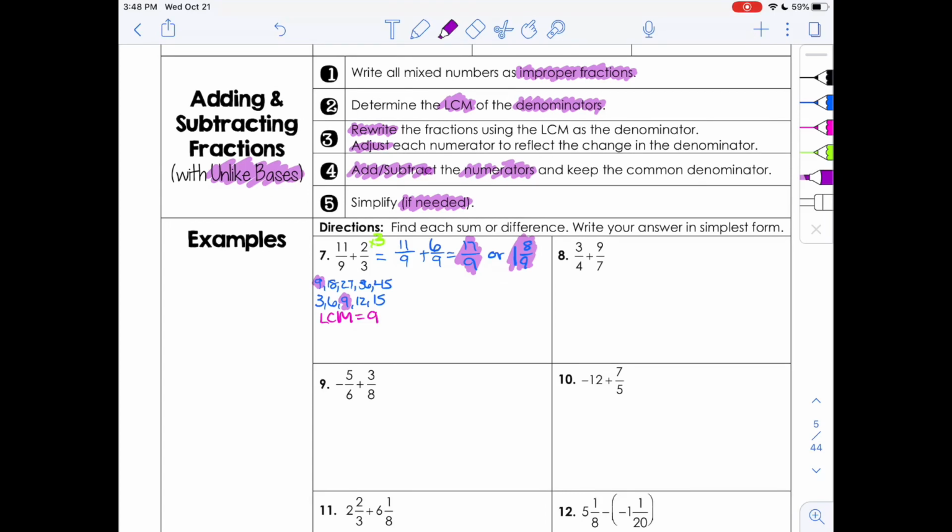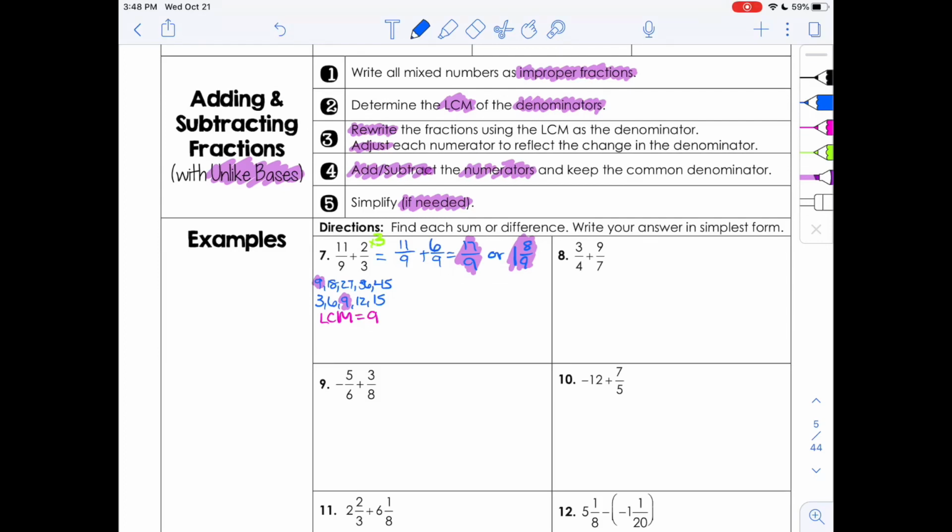Let's take a look at another example. Number 8. Both of these, again, are proper or improper fractions, so there's no need to change them. However, both of our denominators, 4 and 7, are not equal. So we need to find a common denominator using our least common multiple.